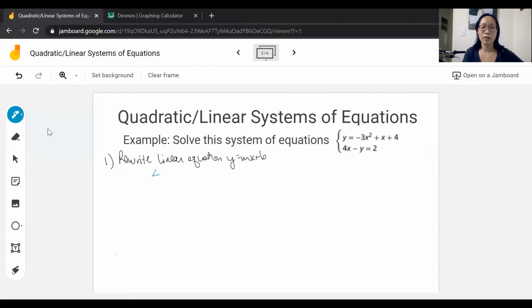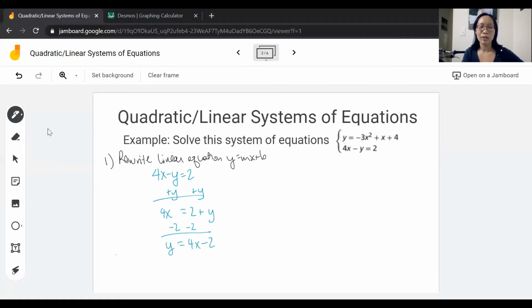Our equation is 4x minus y equals 2, and I want to solve it for y, so I'm going to add y to both sides, which leaves me with 4x is equal to 2 plus y, and then I subtract 2 from each side, leaving me y is equal to 4x minus 2.